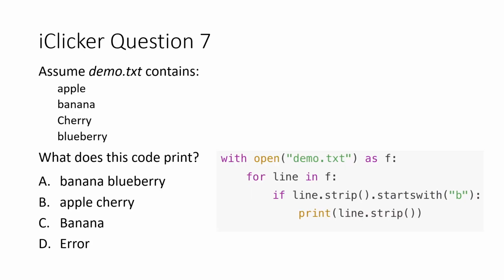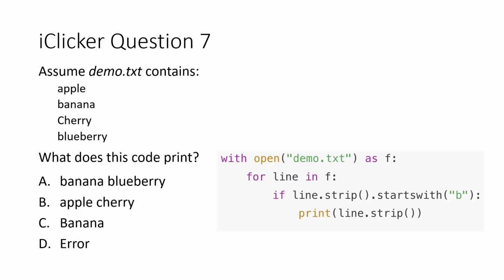12 responses so far, 14, 15. So you have to just check the condition here, right? So we go over each line, and then if line.strip starts with B, and you know what the strip does, right? If it starts with B, then we print the line. So you have to see which one is printed here.